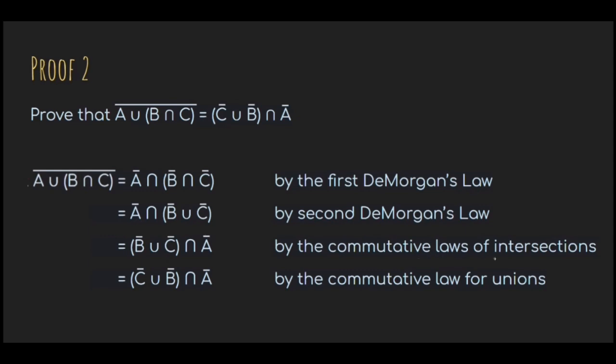By the commutative laws of intersections, we're basically just swapping places. The A intersection signs were here, and now they're over here. And now we're just swapping the B union C, the complement of B union complement of C. We're just swapping places because the unions of both of them basically equal the same thing. So you can swap the sets with the union sign or an intersection sign, just not for the Cartesian product. And this one was pretty much common sense.